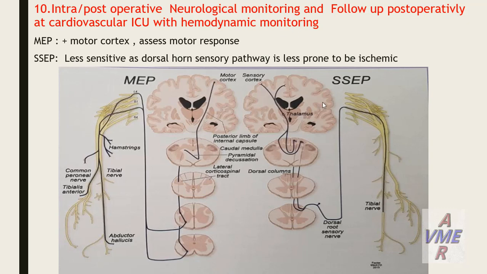Somatosensory potentials are usually detected from the tibial nerve at the ankle level, and motor potentials through electrodes placed at the hamstring, tibial nerve, adductor hallucis, and the common peroneal anterior tibial nerve. This is the point of electrode which detects activity of the motor pathway, which is more accurate, and the electrode for the tibial nerve at the ankle detects somatosensory potentials, which is less accurate, the dorsal horn sensory pathway being less sensitive and less prone to ischemia.